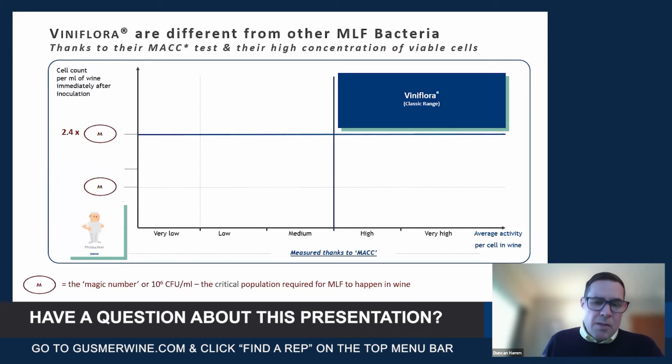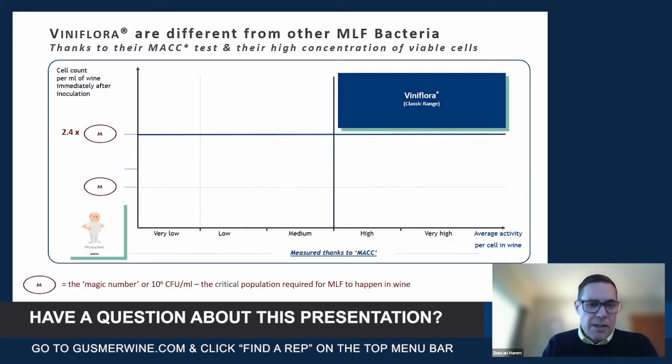So at this point, I want to introduce something called the magic number. The magic number is something we use, and it's a marketing term, but it's actually based on science. In the scientific community, it's been well proven that the critical concentration of Oenococcus cells required for malolactic to happen is 1 million cells per mil, or 10 to the power of 6. So this is just to highlight where our cultures are positioned.